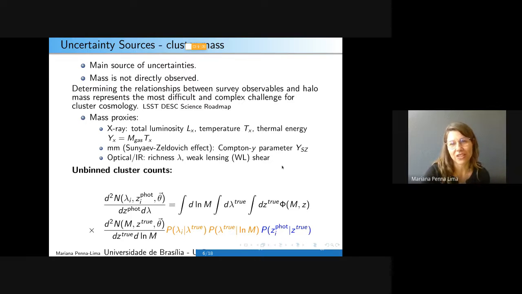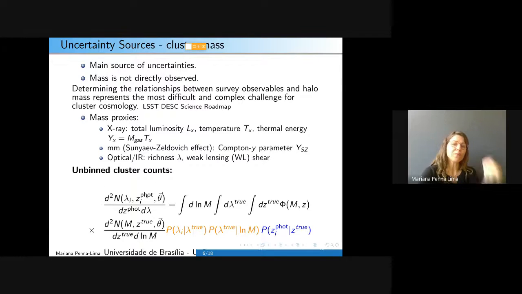Here I put the shears, but you have different lensing signals that you can measure from the optical surveys. And not only weak lensing, but also strong lensing. Strong lensing has also been used to estimate cluster mass, and usually you also have the combination of strong and weak lensing. And for example, here I put the expression for one term of the unbinned cluster counts.